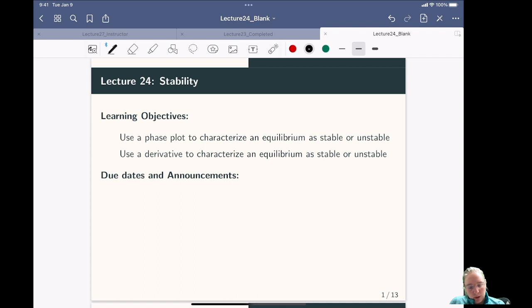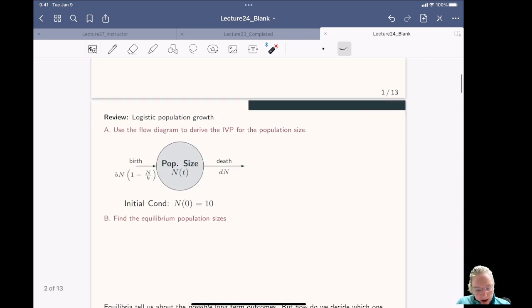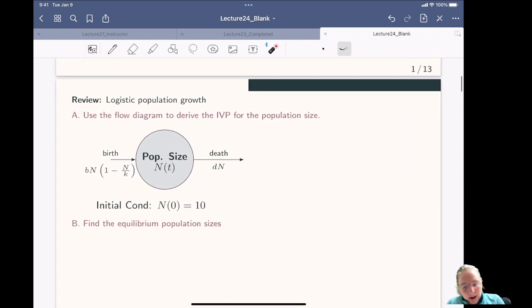And in this lecture, we are going to talk about the stability of those equilibria. So the equilibria are the possible outcomes, and stability will tell us which one of those outcomes actually occurs. All right, so let's start with some review. Two lectures ago, we talked about what differential equations were and how to derive initial value problems from flow diagrams.